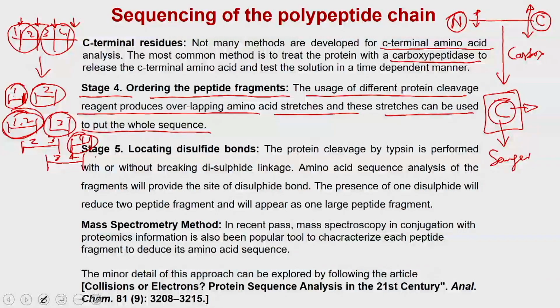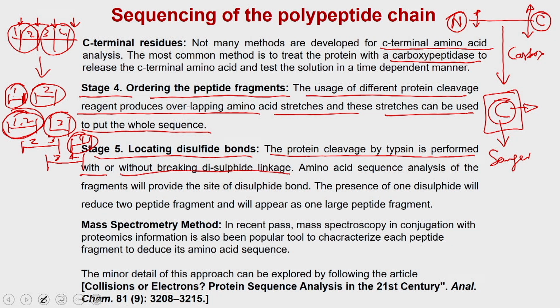In stage 5, since we have broken down the disulfide linkages, and since protein sequencing means you are going to generate the original protein sequence, you also have to know where the disulfide bonds are present. The protein cleavage by trypsin is performed with or without breaking the disulfide linkages.